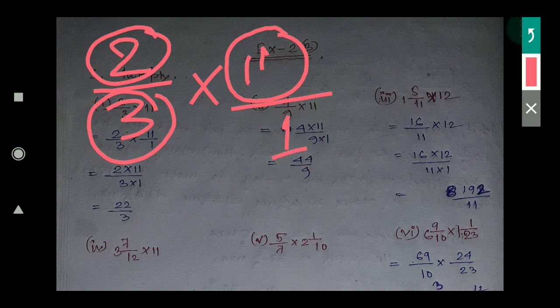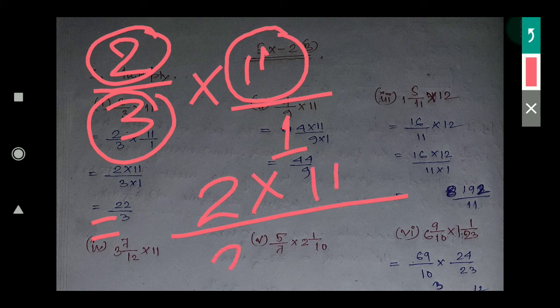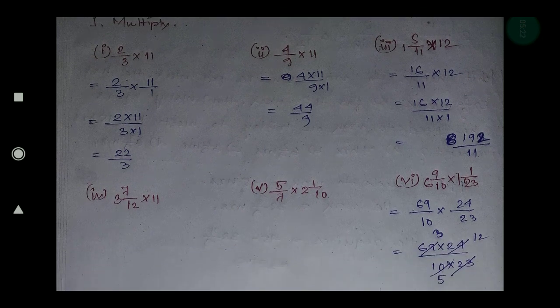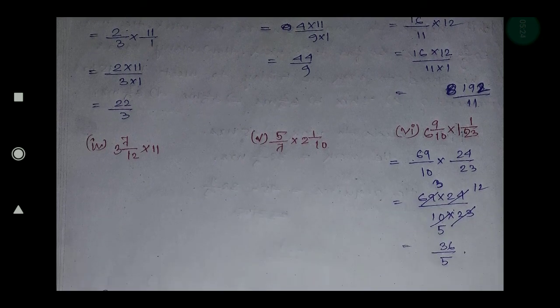So for this multiplication, what I have to do is multiply the numerators and then multiply the denominators. What are your numerators? 2 and 11, and denominators 3 and 1. So 2 times 11 will be 22, and the denominator will be 3, that means 22 by 3. Similarly, for the 2nd, 3rd, 4th and 5th questions, you have to do like this. See question number 6.